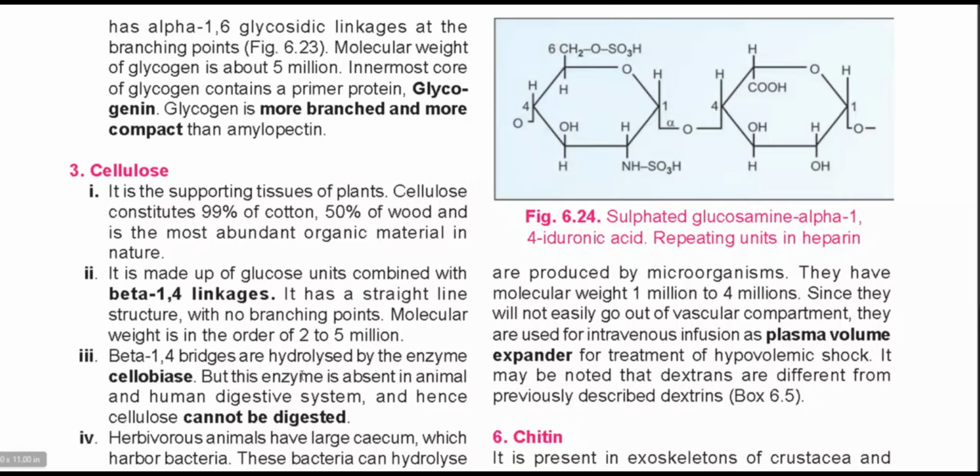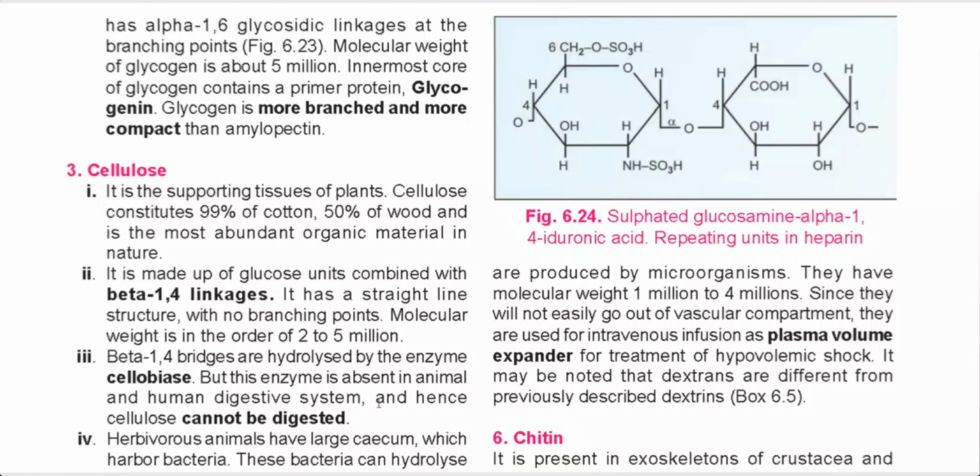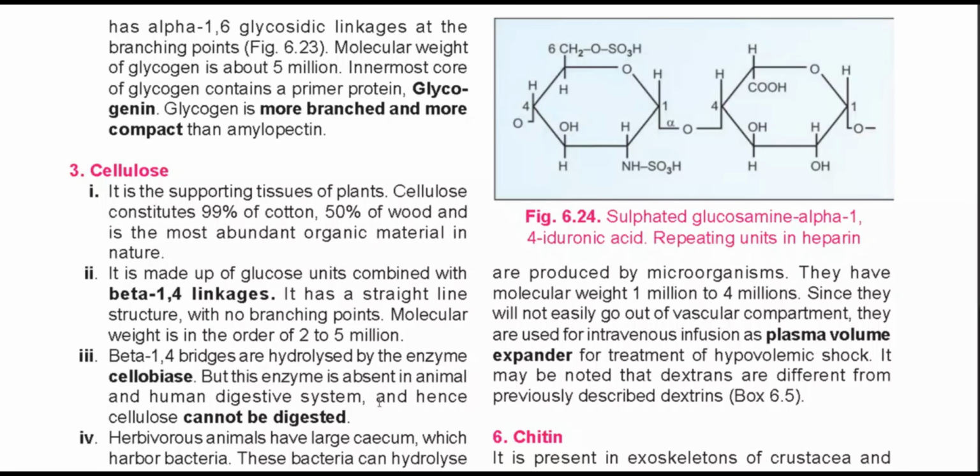Beta 1,4 bonds are hydrolyzed by the enzyme cellulase, but this enzyme is absent in the animal and human digestive system, hence cellulose cannot be digested. So this is a very important point: the enzyme cellulase is absent in the animal and human digestive system, so cellulose cannot be digested in the human body.